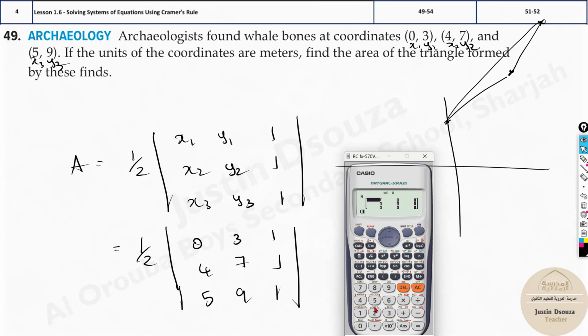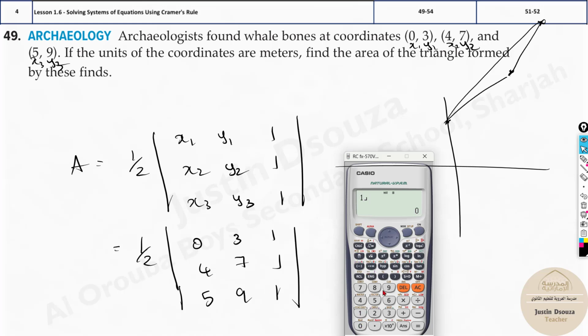So let's type it out. 0, 3, 1, 4, 7, 1, and lastly we have 5, 9, 1. Be careful when you substitute. Double check before going ahead, and once all the values are correct, press AC. Now it's saved. Now I will just type it out.